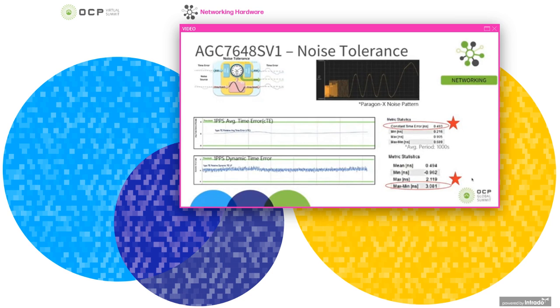And for the next item is noise tolerance. You can see we have used the Paragon-X to input a noise pattern, a different sine wave combination, to our DUT, and it could still remain in a very stable status and does not show any error in our system. It did have a little bit of influence, but not too much here. Still keep in the 5 nanosecond.